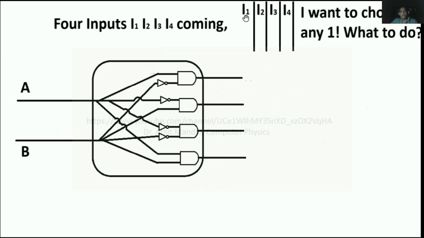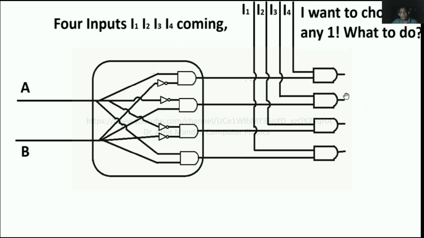Now these are the four input lines coming, I1, I2, I3 and I4. Data is coming from all these and I want to select any one input line for further processing. So this is the decoder. How can I do this? See, I have applied four AND gates. These AND gates are of two inputs and one by one I am feeding all the input lines I1, I2, I3, I4 to these AND gates. So one input is the input line coming from the source and the other input of the AND gates is the output of this decoder, you can see.